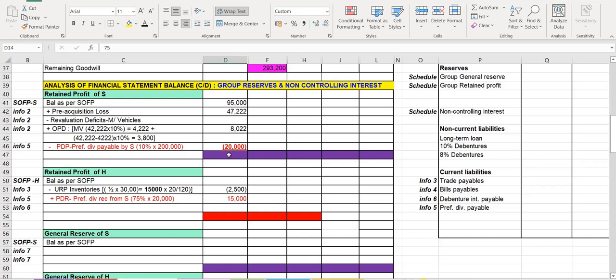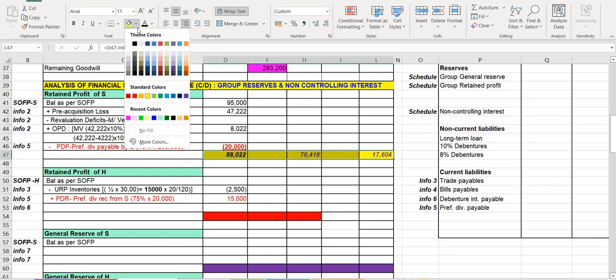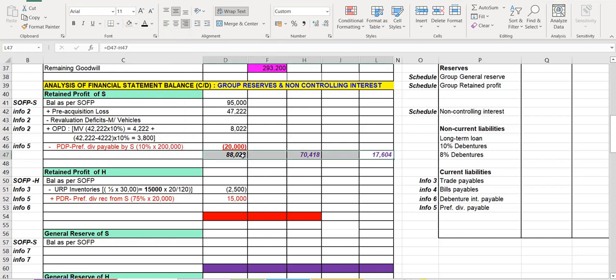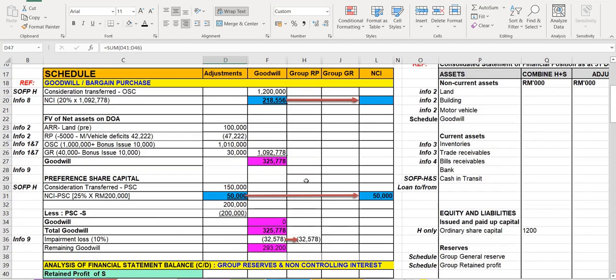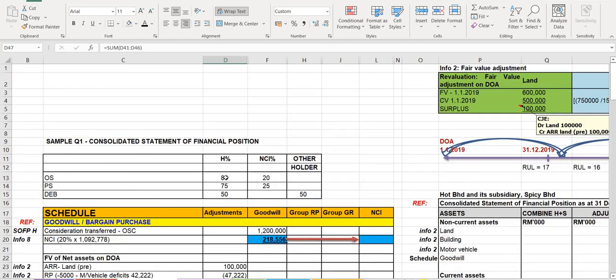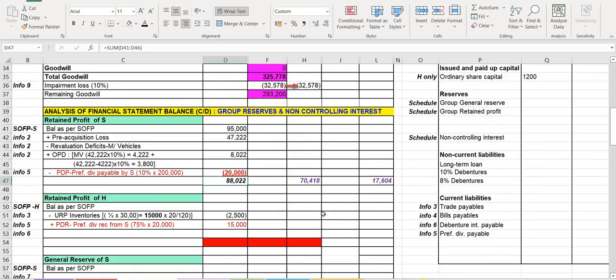Next, if you have done that, for the subsidiary, you are done. There are no more adjustments that will affect the subsidiary. And therefore, if you total up the one that you have here, you would see that you will have 88,022. And out of this 88,022, the group retained profit will have a share of 80%, because the holding percentage is 80%, and the non-controlling interest will have a share of 17,604, which is 88,022 multiplied by 20%. And 88,022 multiplied by 80%, you have 70,418. Go and take your calculator and check the balance.